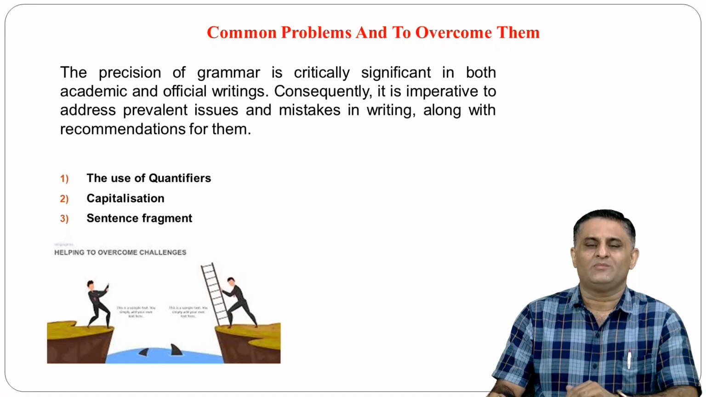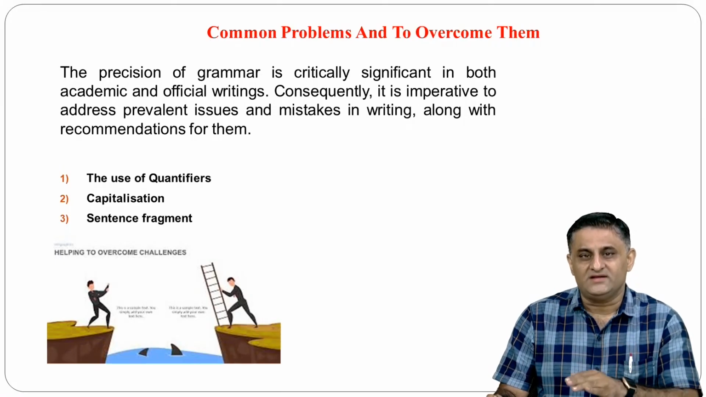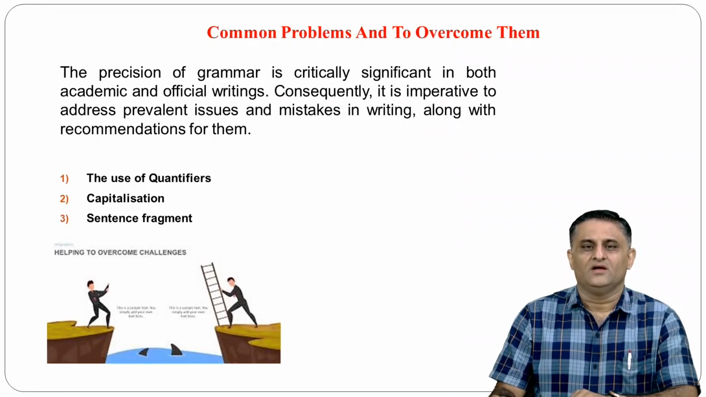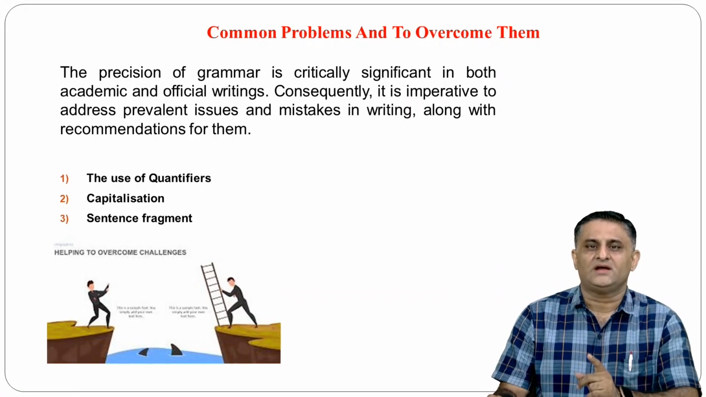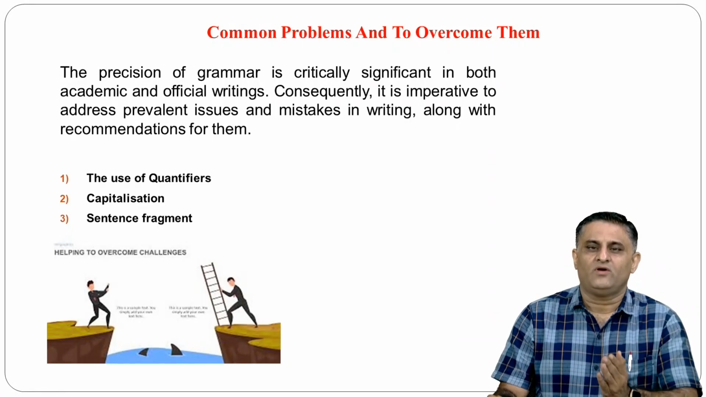The precision of grammar is crucial in both academic and official writing, as it ensures clarity and professionalism. Common grammatical issues include incorrect subject-verb agreement, such as the data are significant instead of the data is significant. So the second one is correct, because in the first one the data is a singular form. So obviously we have to go for the singular form. What we have written over here is the word are. So that's why the sentence is wrong. The data is a singular form.